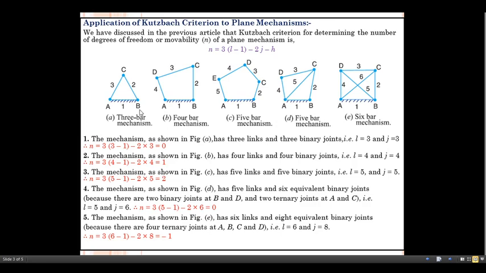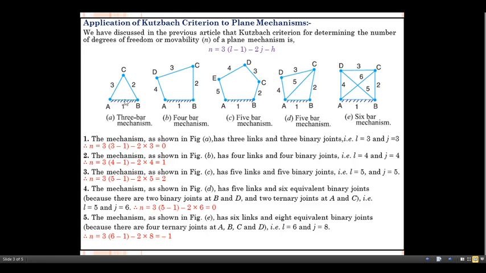Let us consider the first case, where it includes 3 links or a combination of 3 links. The mechanism as shown in figure A has 3 links. Now look towards this mechanism carefully. Just focus here on the first mechanism only. In this mechanism, we have 3 binary joints. Binary means when 2 links are connected at a single point, that joint is known as a binary joint.